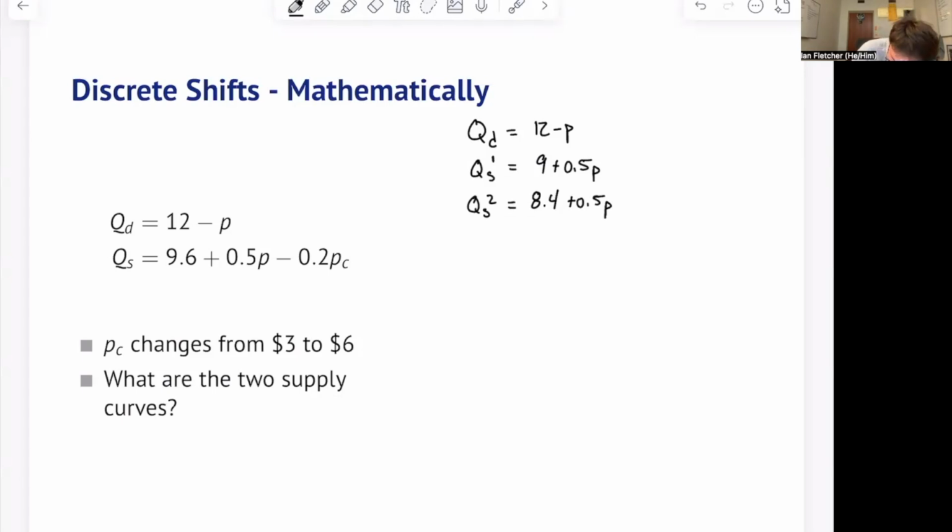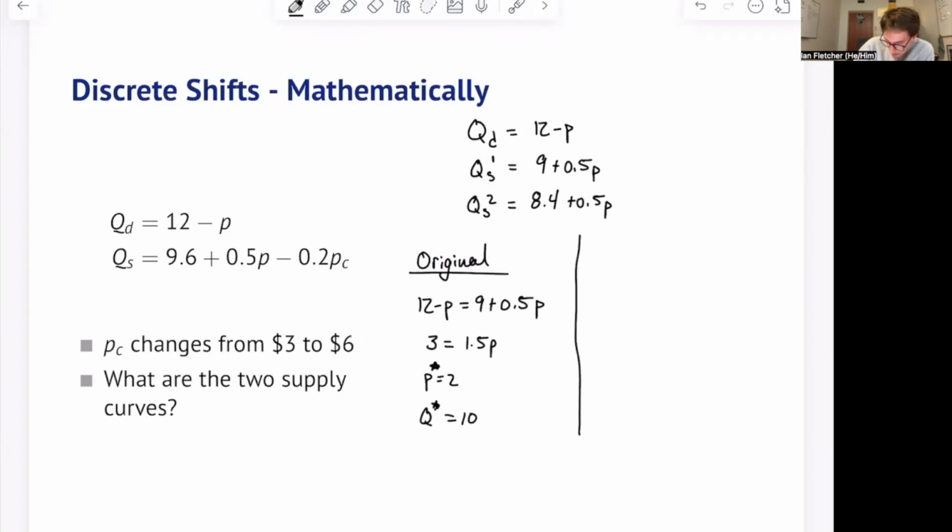Now, if we solve for this equilibria like we normally did, so our original, this is going to be 12 minus P should equal 9 plus 0.5 P. And so this is going to be 3 should equal 1.5 P. And I think that we said here that P was equal to 2. Right? And then we plug this back in and we said that Q is equal to 10.